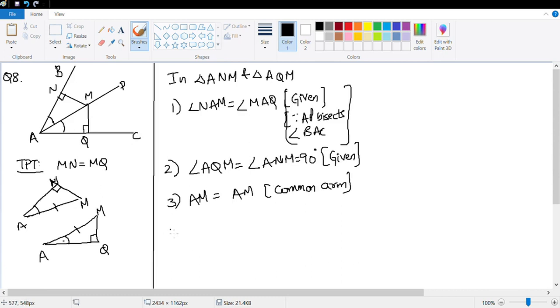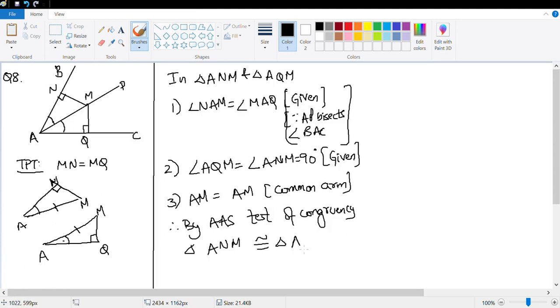Perfect. Therefore, by AAS test of congruency, triangle ANM will be congruent to triangle AQM. A corresponds to A, N 90 corresponds to Q, and M is M. So this is my number 4. So that finishes my question.